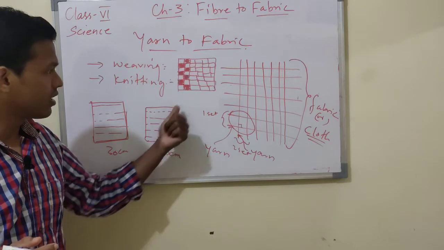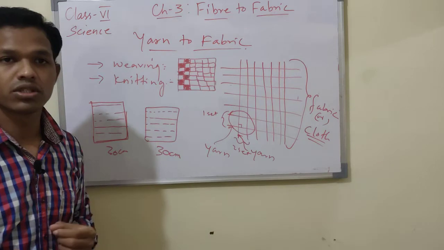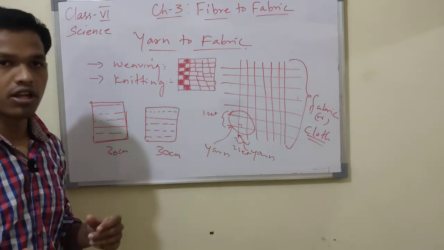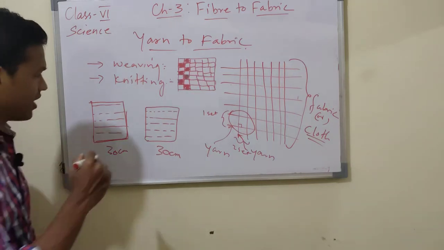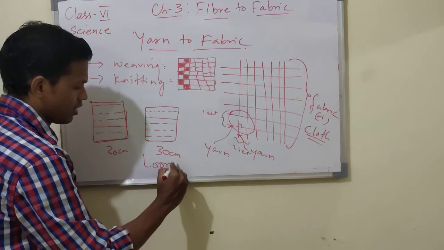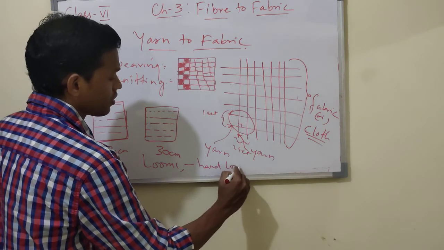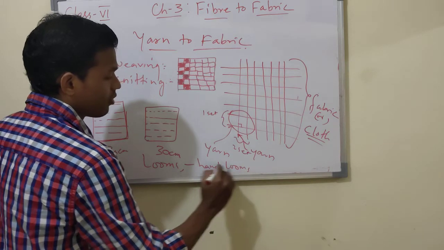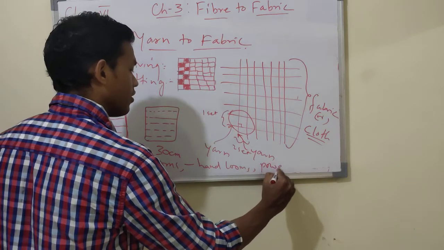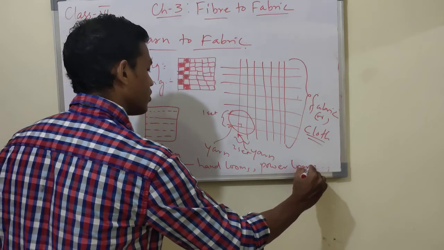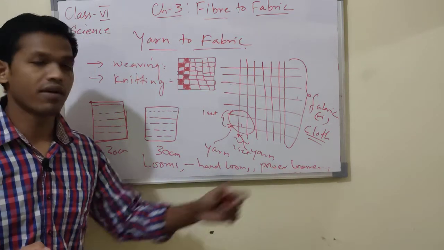Similarly, you can do this at home, but the strips are much bigger, while these yarns are very thin and small. This weaving can be done by looms. That can be done by handlooms, or it can be operated by hand, or by power looms, which are machines. Weaving is done by handloom or power loom.